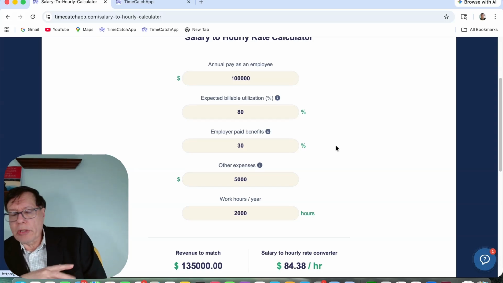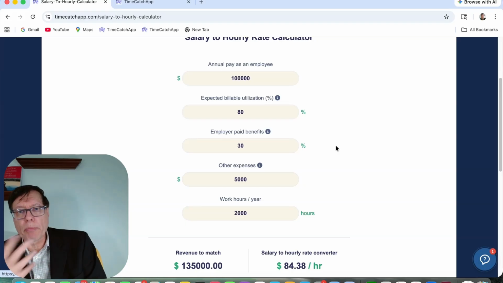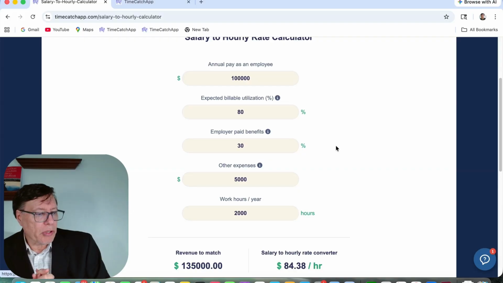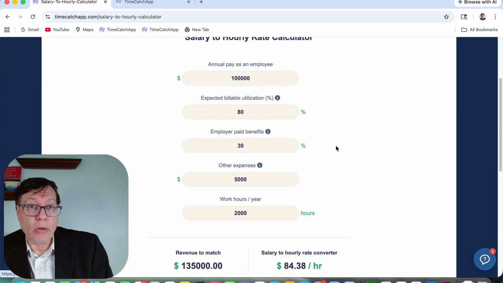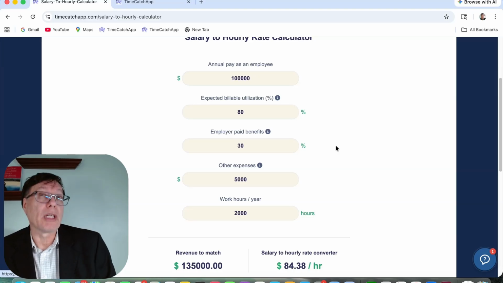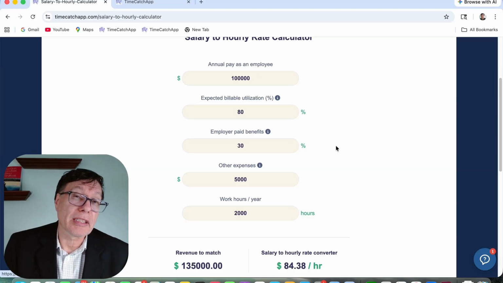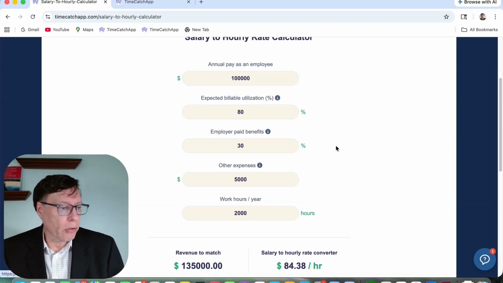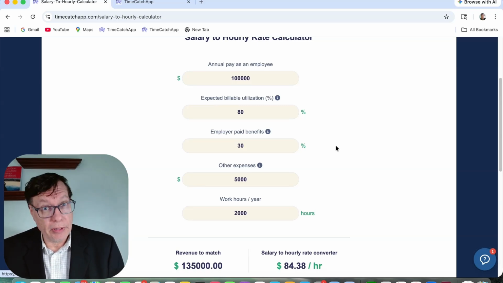The expected utilization, this is important. This is what proportion of your time is spent on billable activities. And here the default is 80%. If you were a full-time employee of a large consulting organization and you were working on billable work almost exclusively, you would have a billable utilization between 80 and 90%, depending on the type of work you do. As a consultant, I sometimes had billable utilization as low as 50%.